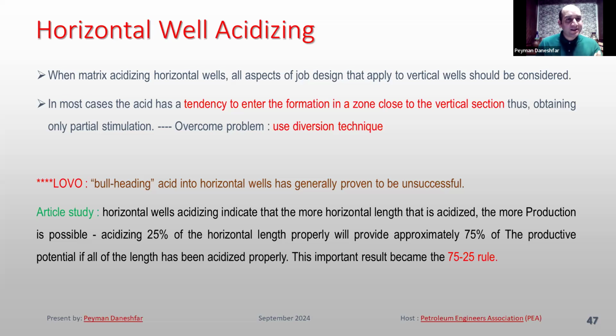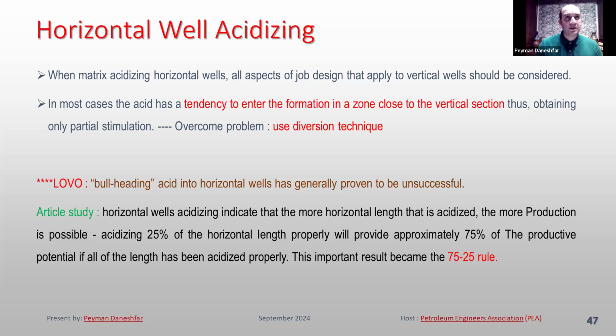Here, I wrote a note. It means it is important, just for me. Bullheading acid into a horizontal well has generally proven to be unsuccessful. I wrote that here, but I don't believe it, because when you do acid jobs with the biggest simulation vessel, you should bullhead, because the coiled tubing cannot reach the bottom depths of the well.